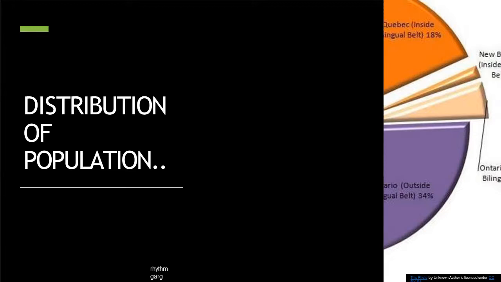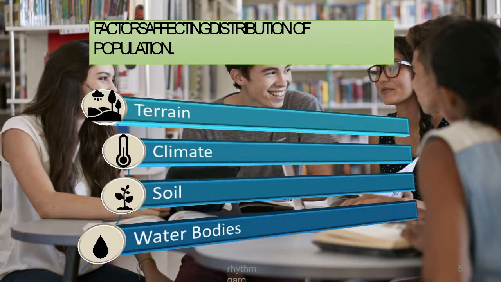Next is distribution of population. Now, what is distribution of population? The way in which people are spread across the earth's surface is known as the distribution of population. Then we know that 90% of the world's population lives in about 30% of the land surface, and the distribution of population in the world is extremely uneven.